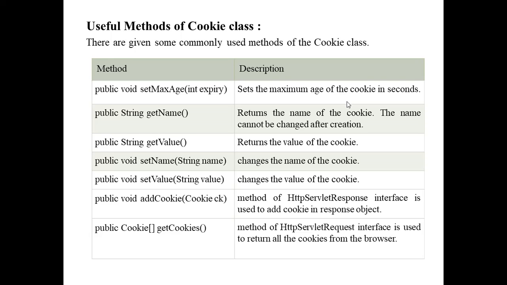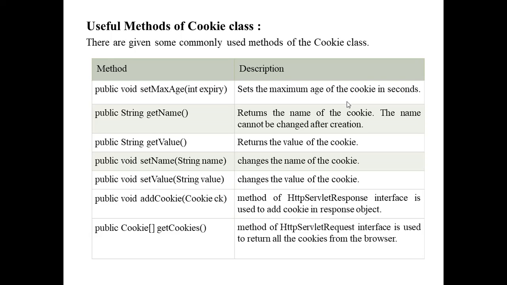Third method is public String getValue. This method returns the value of the cookie. So if you want the value of a particular cookie, the getValue method is used. Fourth method is public void setName with parameter String name. This method is used to change the name of the cookie. Next method is public void setValue with parameter String value. This method is used to change the value of the cookie.